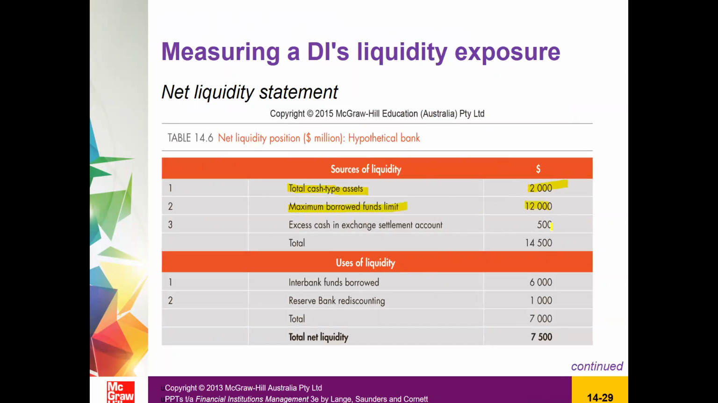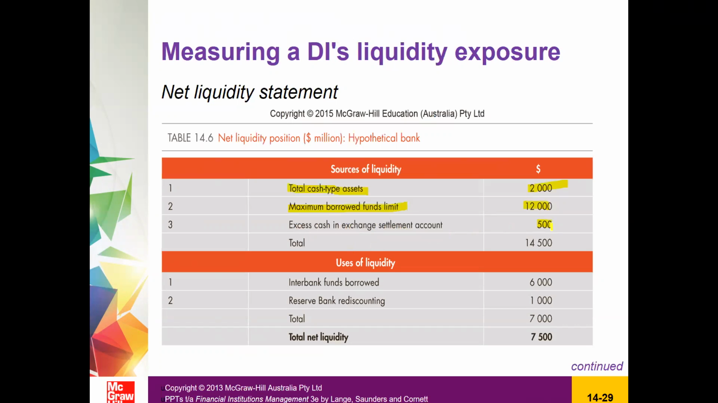One point we need to remember is that to face the liquidity requirement, financial institutions can borrow from outsiders. However, this borrowing capacity is not unlimited. They can borrow only a limited amount of funds from outsiders. So let's say that limit is 12 million, and excess cash in exchange settlement account. This essentially is the excess cash a depository institution holds in addition to any liquidity reserve requirement.